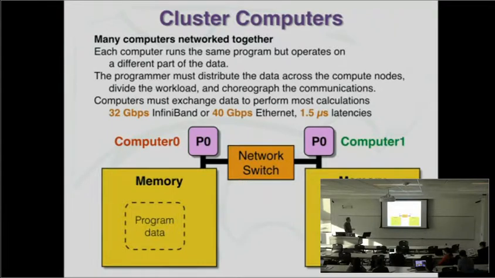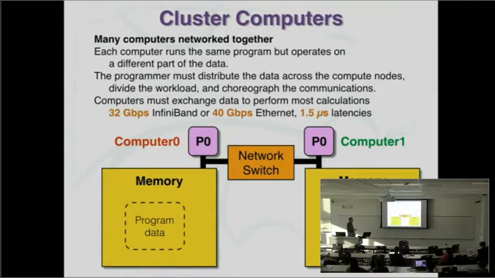So again, many computers networked together. The computers are cheaper because we're basically using the same processors in our Beocat nodes as you can get in your laptops, just a little higher end, a little bigger memory, more cores, stuff like that. So this is a very cost-effective way of getting more computing power, at least.